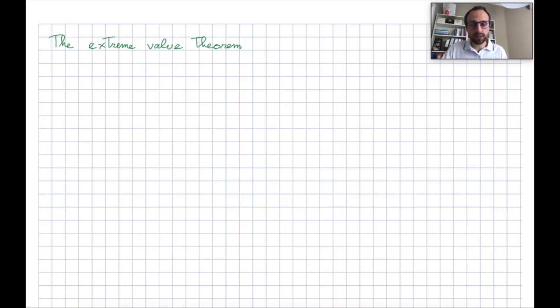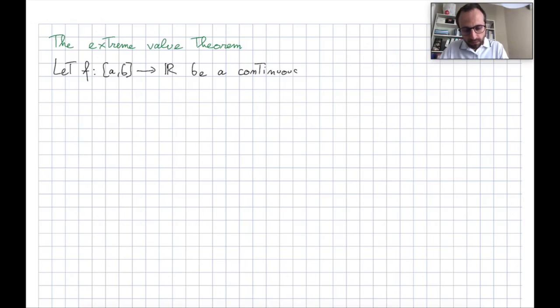Welcome to this video on the extreme value theorem, which gives a fundamental property of continuous functions. So let's see what the statement of this theorem says. Let's take a function f defined on the interval [a, b] with real values, and let's suppose that this function is a continuous function.